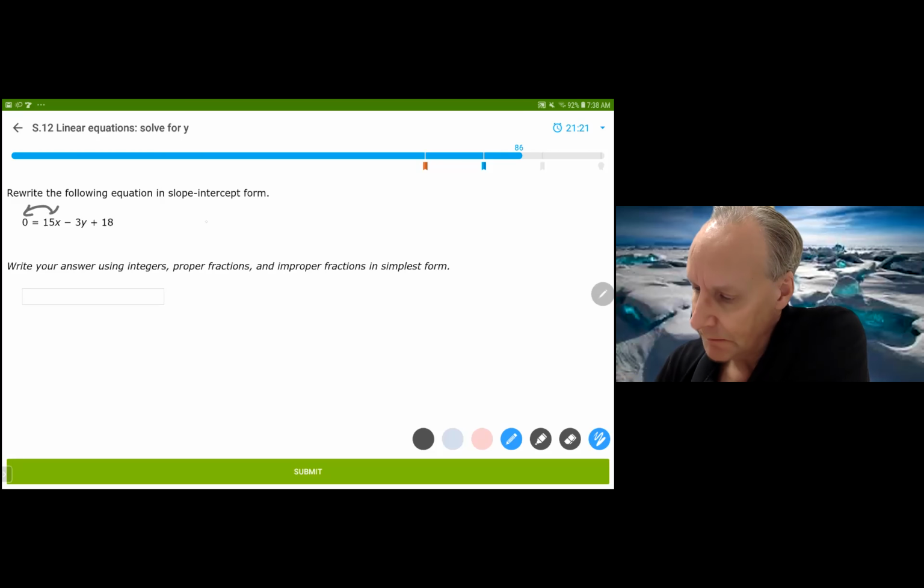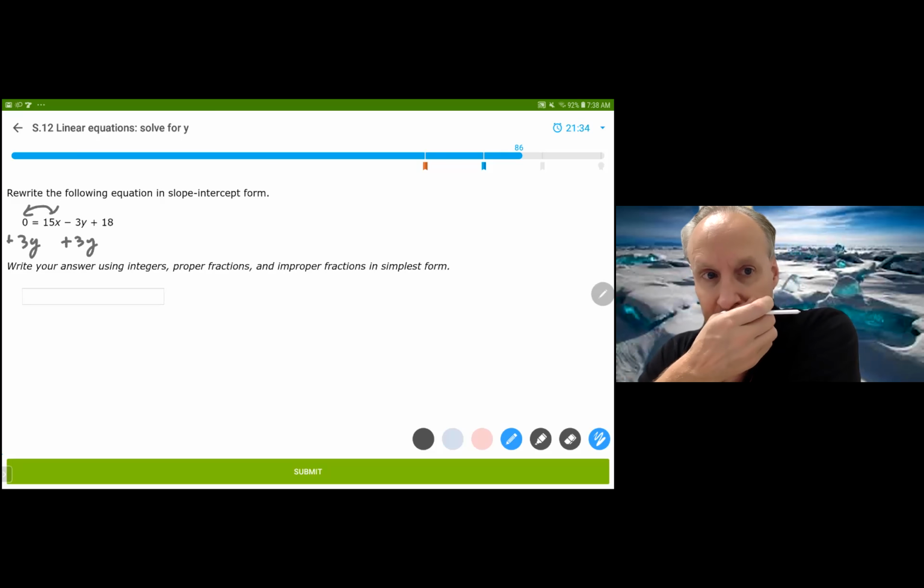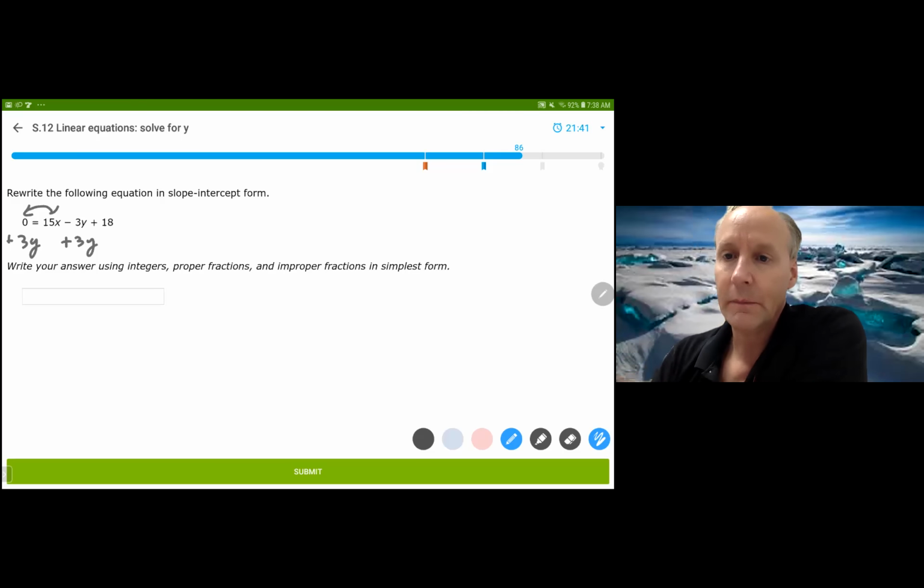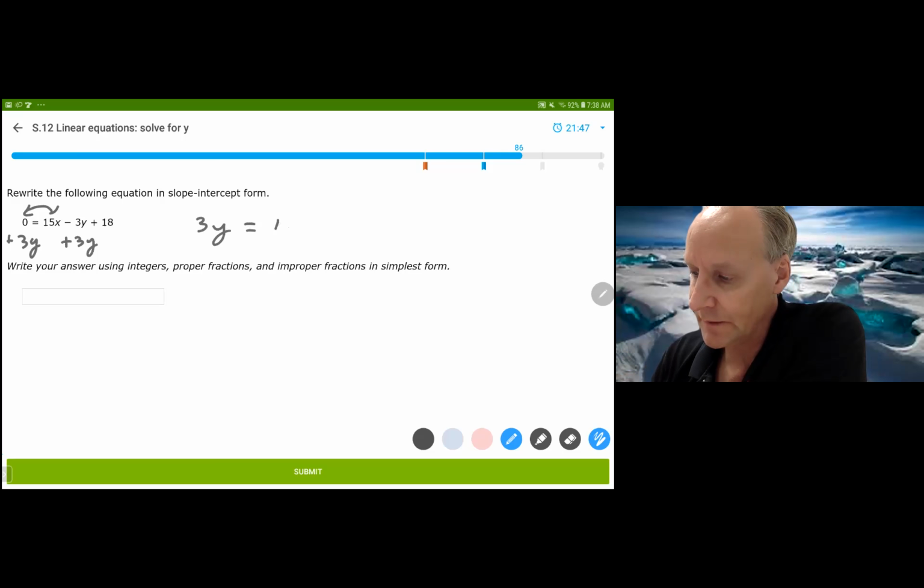Anyway, I am going to add 3y to both sides. And I think you'll see why this is probably by far and away the easiest steps to follow. Now, I'm being a little bit creative because normally we like to do the opposite. We like to subtract the 15x and subtract the 18 from both sides. But in this case, I saved a step by adding the 3y to both sides. See if you can see why I did that. And now we're going to divide everything by 3.